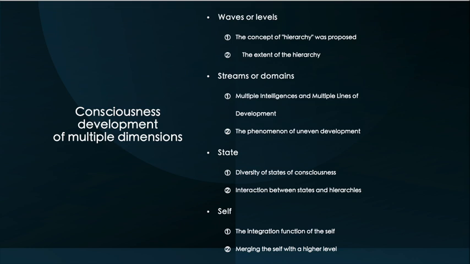Wilber's integration model asserts that the growth and development of human consciousness is not a single line, but can be examined from multiple dimensions. These include waves and levels, lines and streams, states and self. Together, these four aspects form Wilber's comprehensive picture of consciousness and mental development.